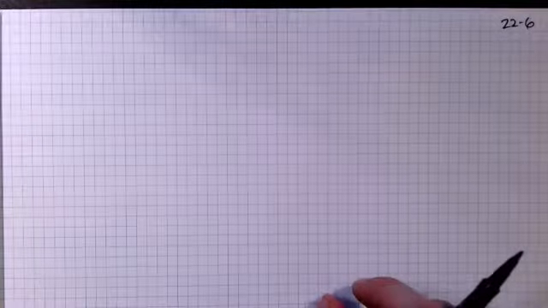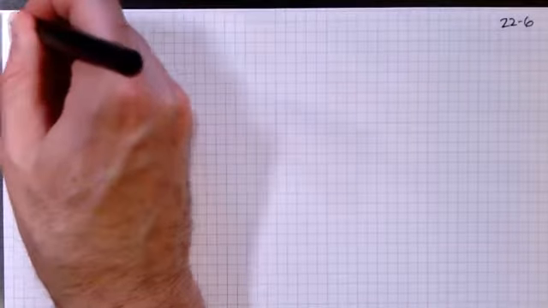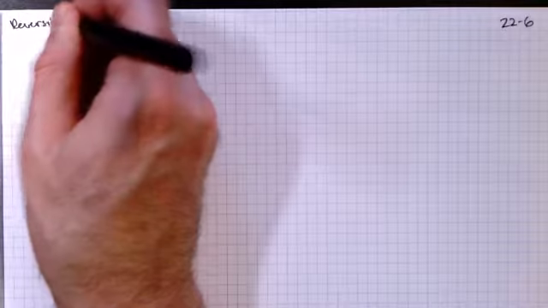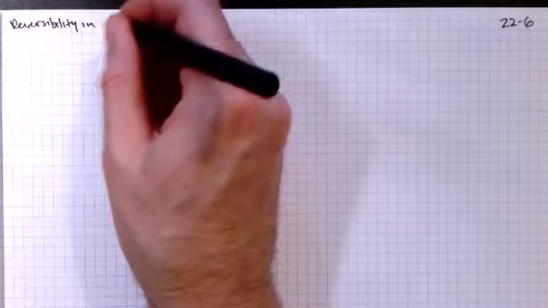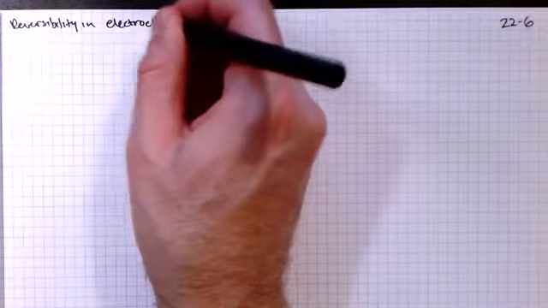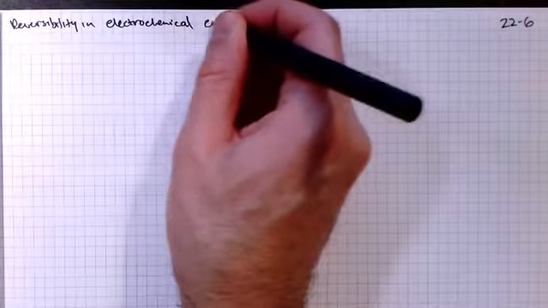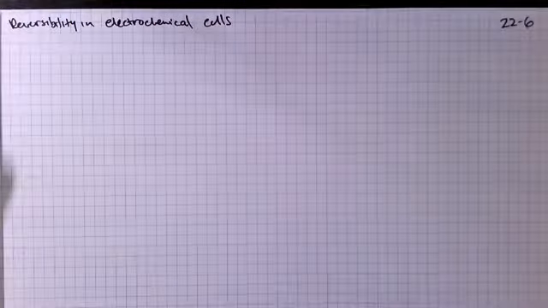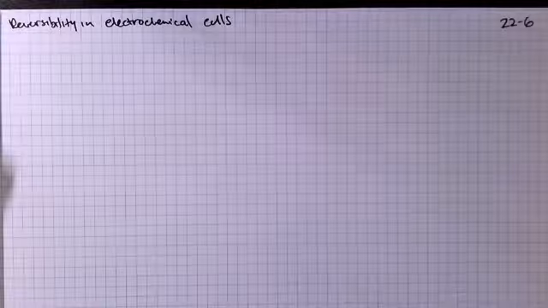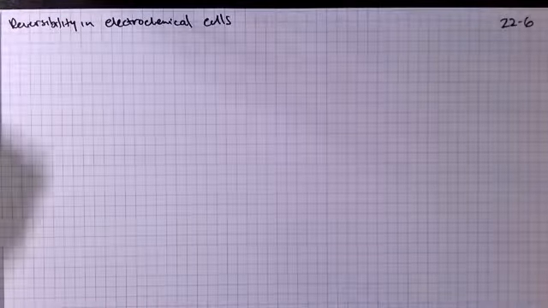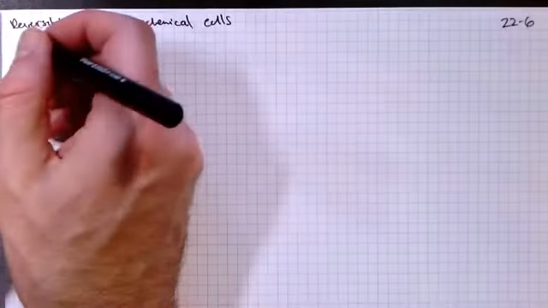Okay, so the last topic I want to cover is reversibility in electrochemical cells. And so we'll talk about having the same reaction proceed in 4 different ways.